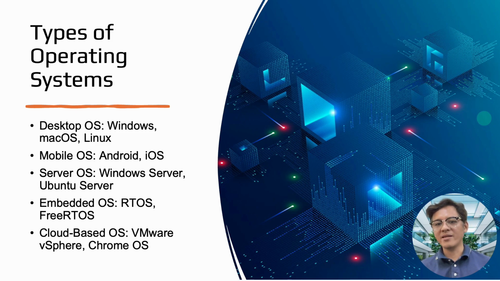We also have embedded operating systems, which run on devices where computing isn't the primary function, like smart appliances or automotive systems. Examples include RTOS, used in critical systems like medical devices, and FreeRTOS for IoT devices. Lastly, we have cloud-based operating systems, designed for managing virtual resources in cloud environments. VMware vSphere and Google Chrome OS are great examples, enabling efficient use of cloud platforms.